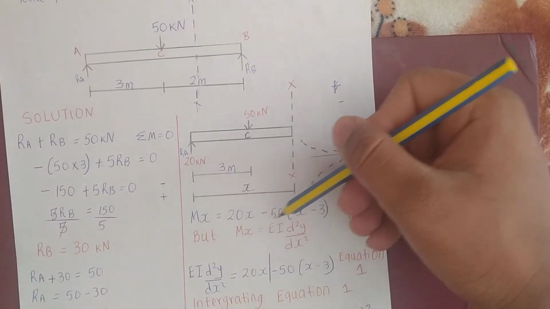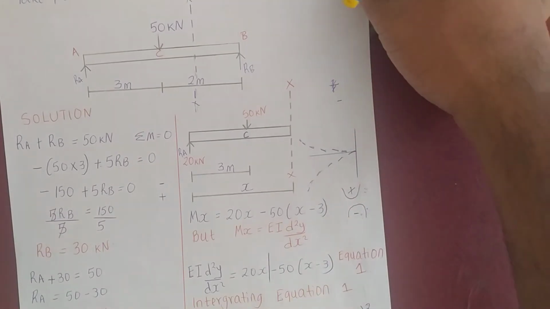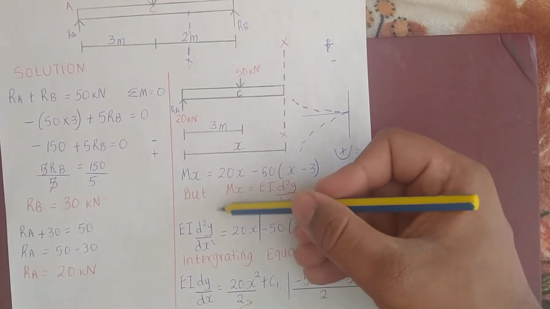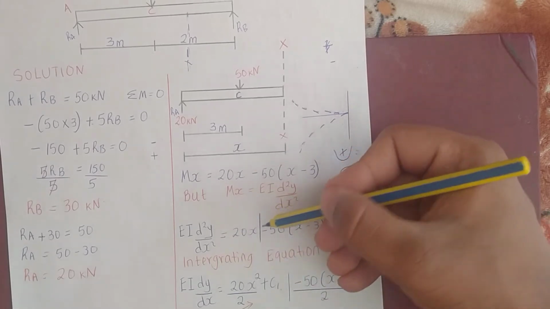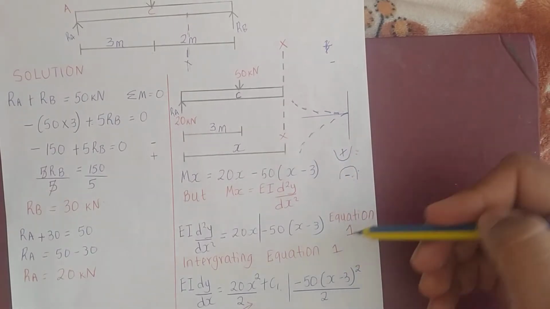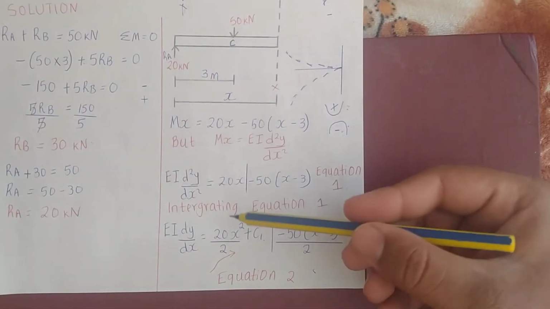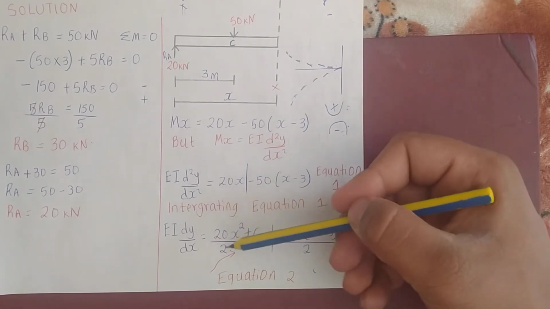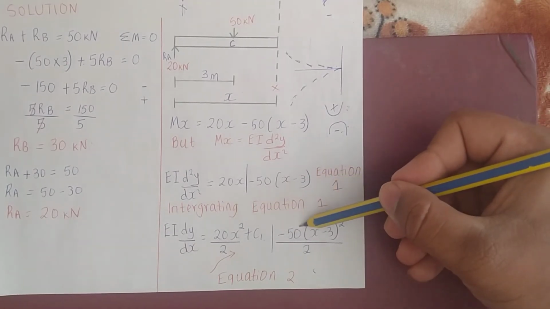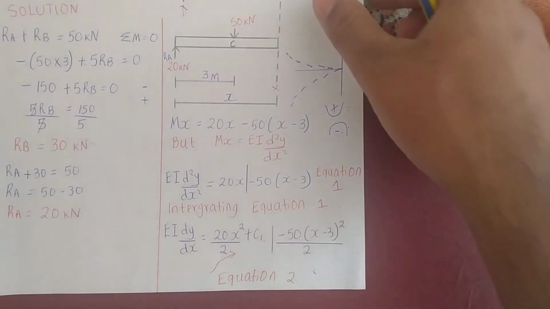But you know that Mx is equal to EI d squared y over dx squared. So I've just replaced this with Mx. So I've gotten EI d squared y over dx squared is equal to 20x minus 50 into x minus 3. So this is our equation 1. When we integrate our equation 1, we'll get EI dy over dx is equal to 20x squared all over 2 plus c1 minus 50 into x minus 3 squared all over 2. So this is our second equation.